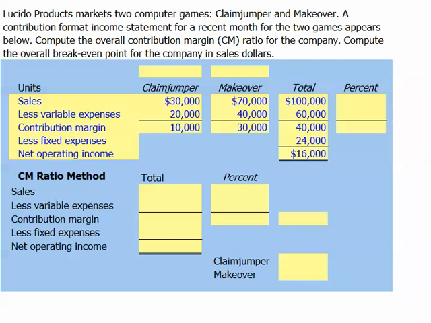Lucido Products markets two computer games, the Claim Jumper and the Makeover. A contribution format income statement for a recent month for the two games appears below. Compute the overall contribution margin ratio for the company, and compute the overall break-even point for the company in sales, and the break-even point for the individual products.